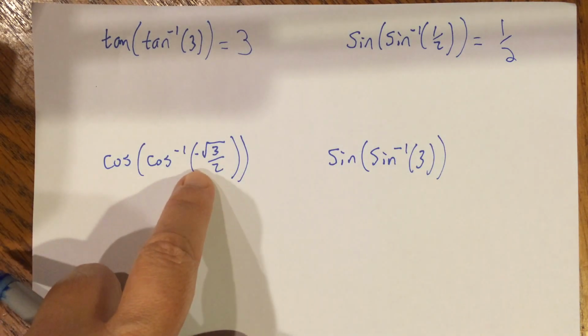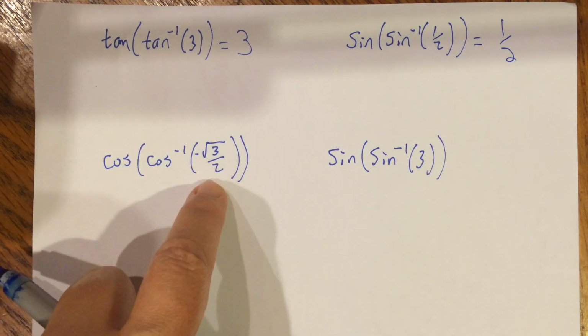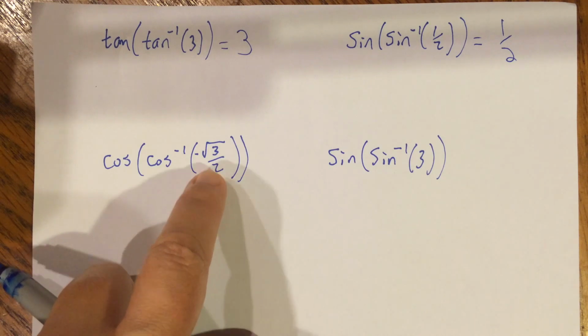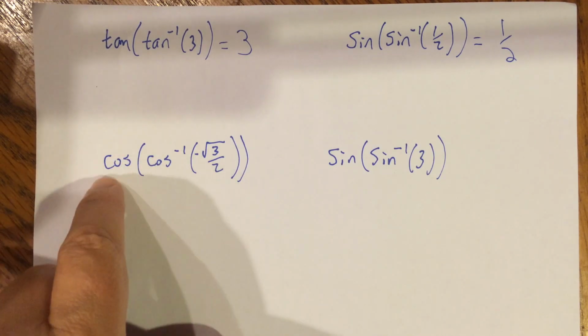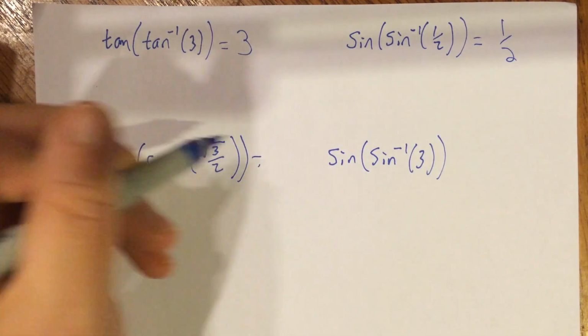Cosine inverse of -√3/2. Yeah, that's between -1 and 1. We see square root of 3/2 often. So again, these are just going to be able to cancel out.